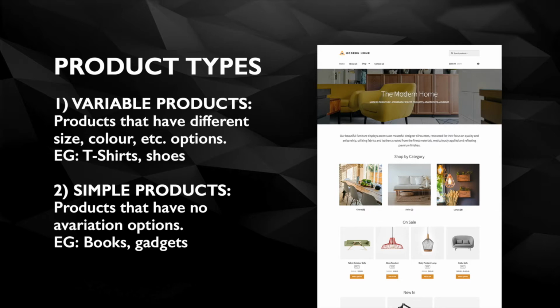For products, I'm going to show you how to upload 2 different product types, variable products and simple products. Variable products are products that have different size or color options, for example, t-shirts or shoes or clothing in general, and simple products are products that have no variation options, for example, a book or a gadget or something that doesn't have a different size or color. So let's go back into our dashboard and get started.